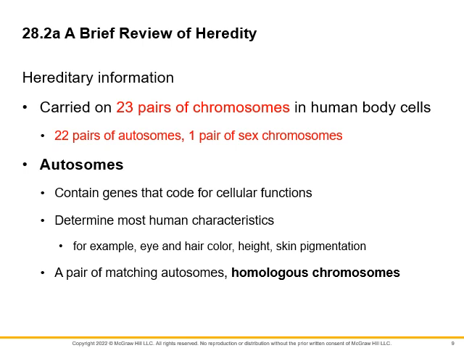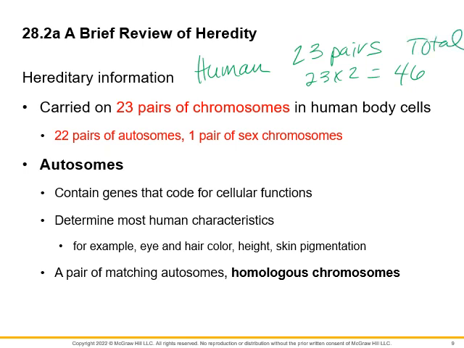Before we do that, we have to talk about chromosomes. So we have 23 pairs of chromosomes. So in humans, since this is human anatomy and physiology, we have 23 pairs. So 23 times 2, we have a total of 46 chromosomes. 22 pairs are autosomes. Autosomes are going to code for things like eye color, hair color, height, skin pigmentation. And then you're going to have 1 pair of sex chromosomes, and those would be either XX or XY, and there are some other variations.